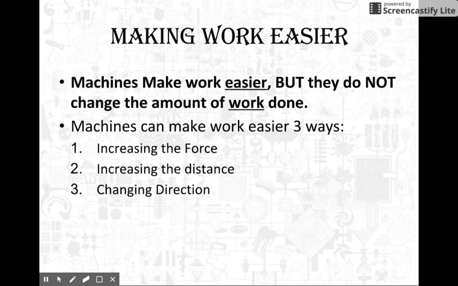The third way a machine can make work easier is by changing the direction. An example is an axe. You apply a force downward, which is easier for us to swing, but it pushes outwards on the log to split it. So it makes the work easier, but we still have to do the same amount of work.